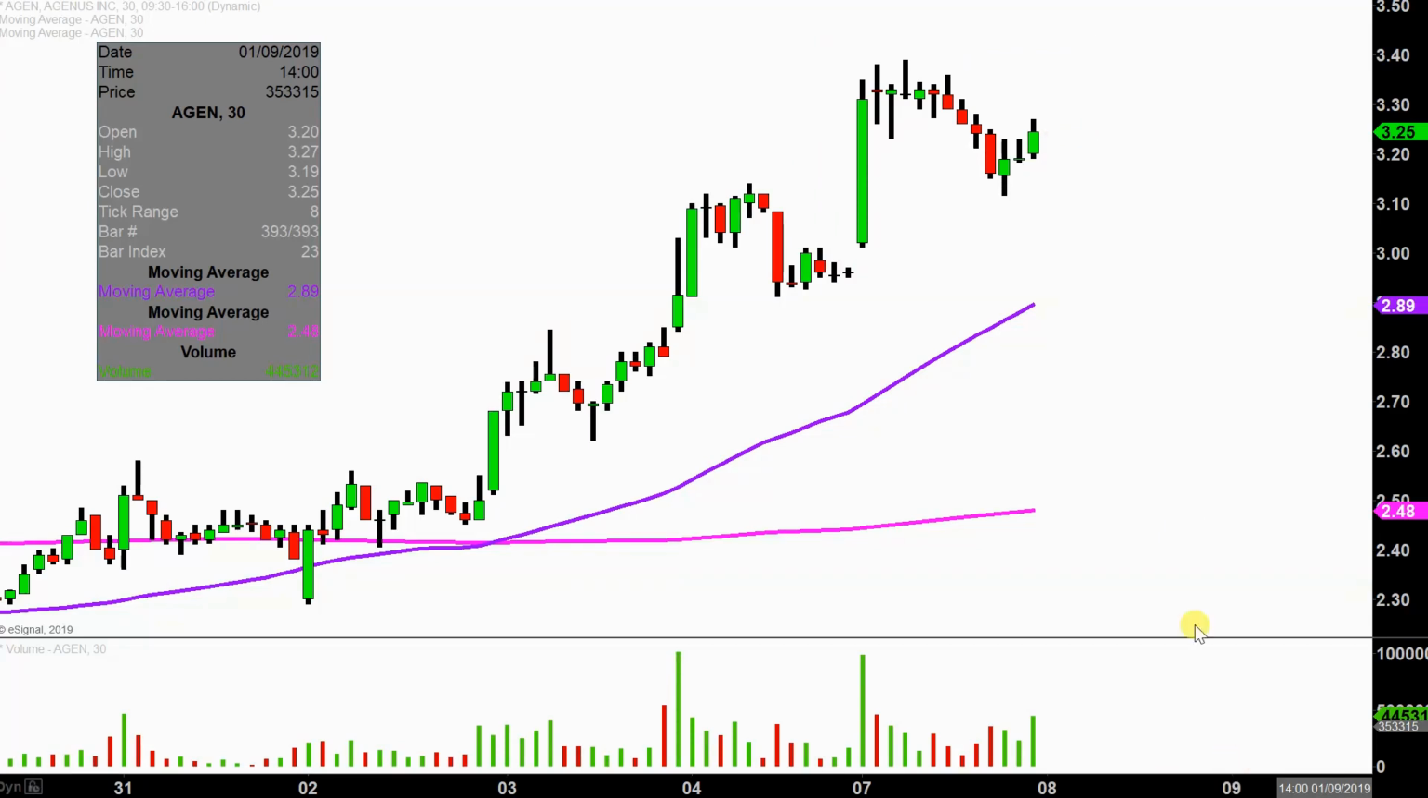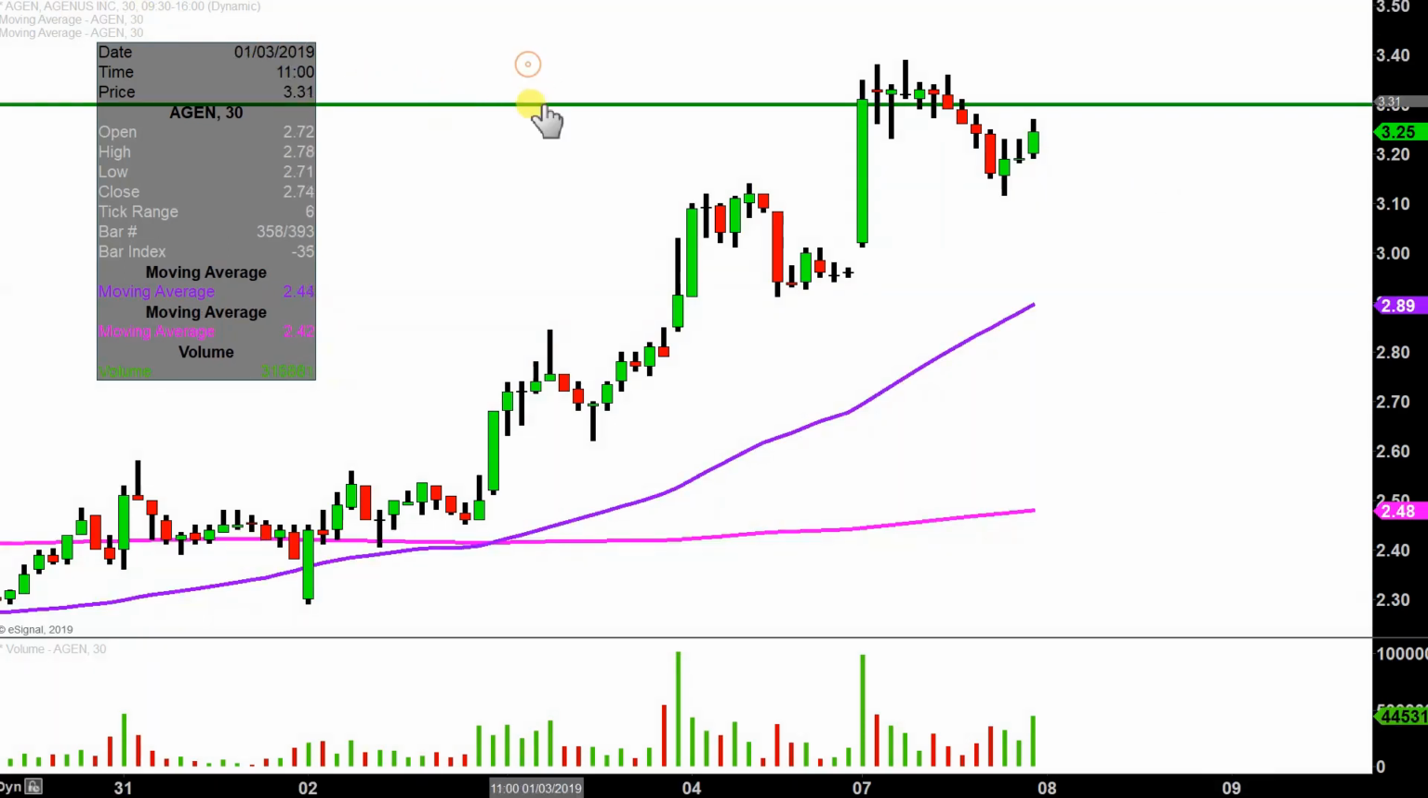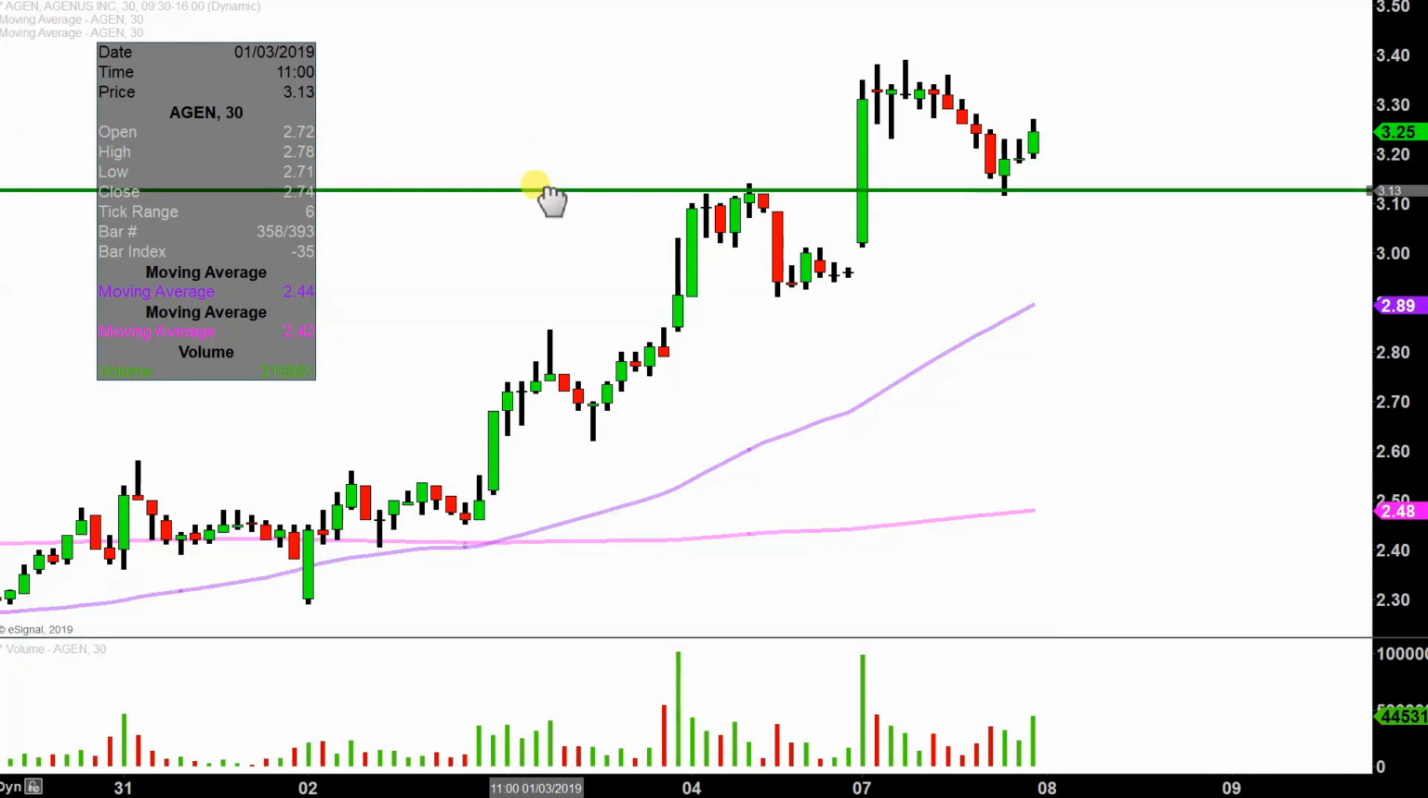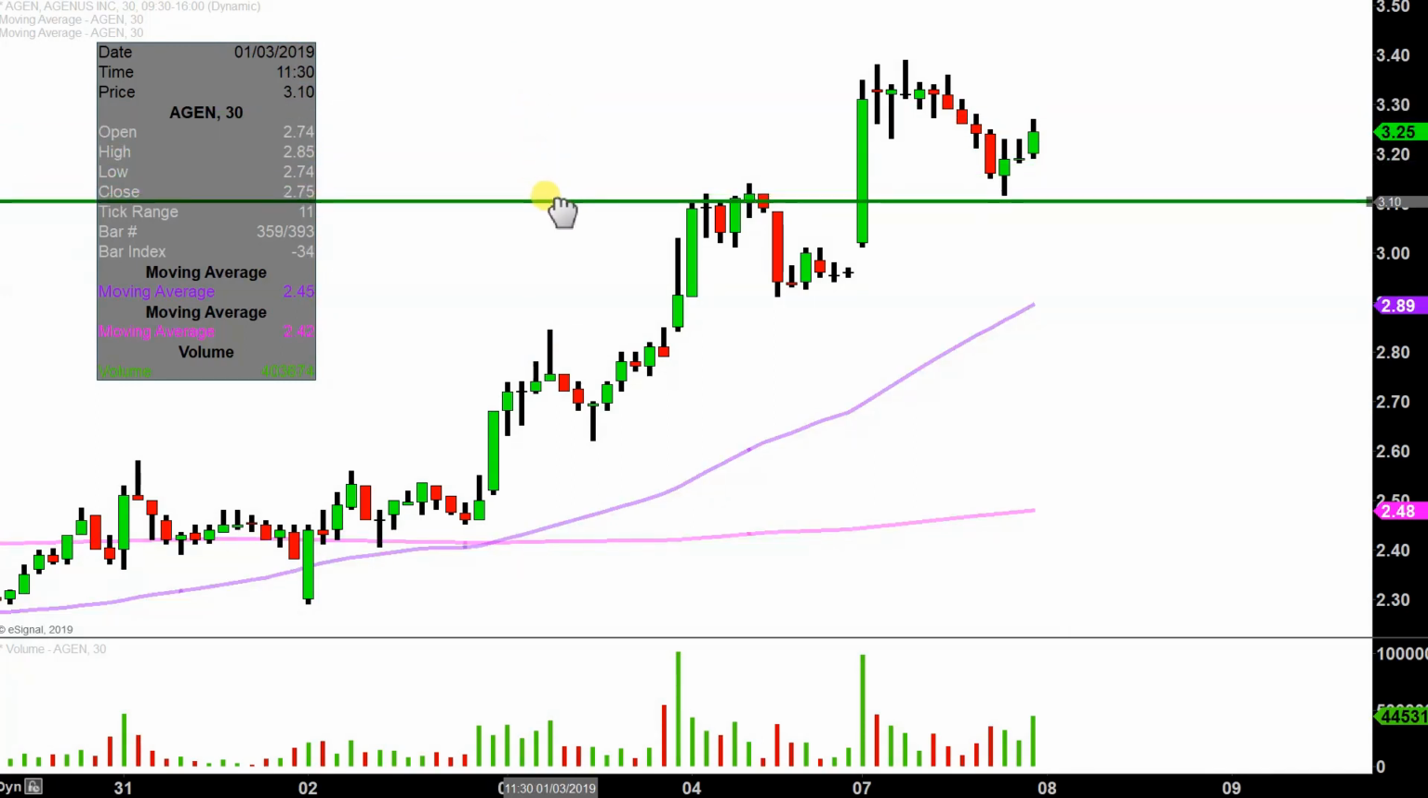Did this analysis last week at some point. I don't remember when, but after today's price movement, definitely some updates here need to be made. First level to talk about from a support standpoint, I believe did a great job of holding that support, is right here at about $3.10.